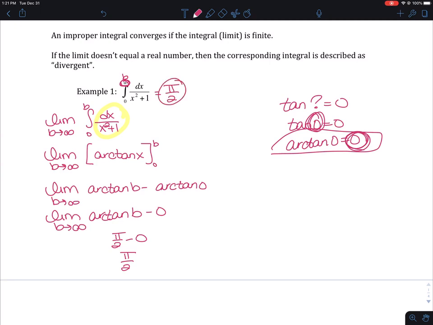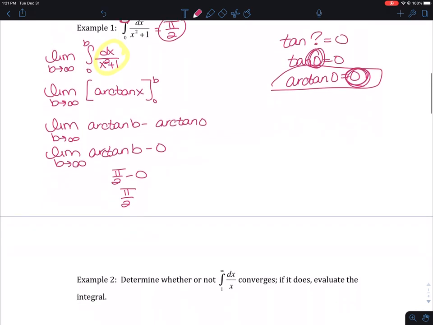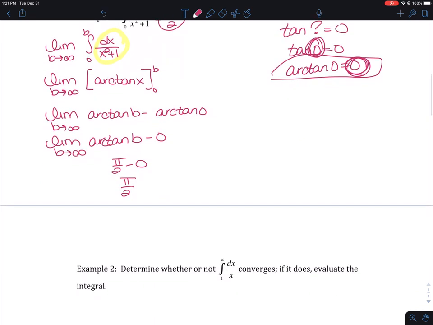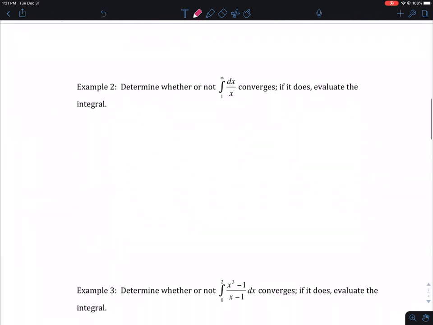We say that this integral is convergent because it goes to a number and it's not going to negative infinity or positive infinity, or it cannot be evaluated. Okay, so now we're going to take a look at another example here.